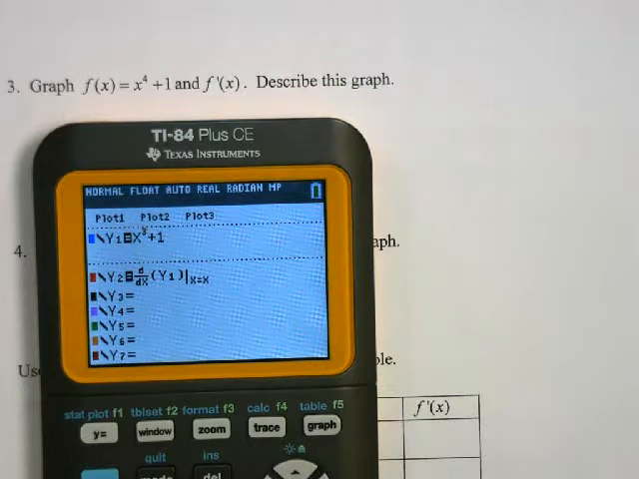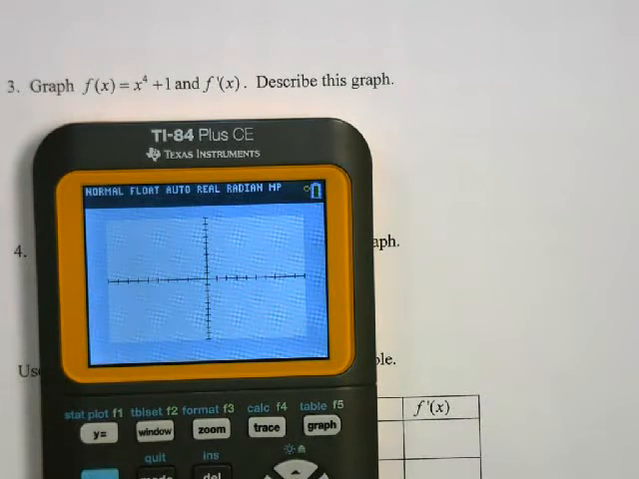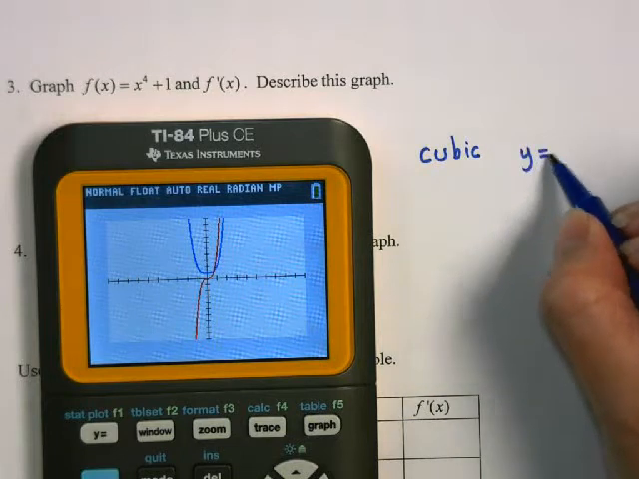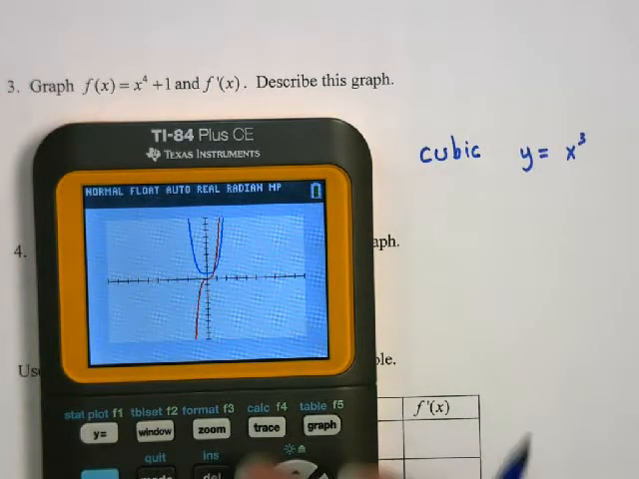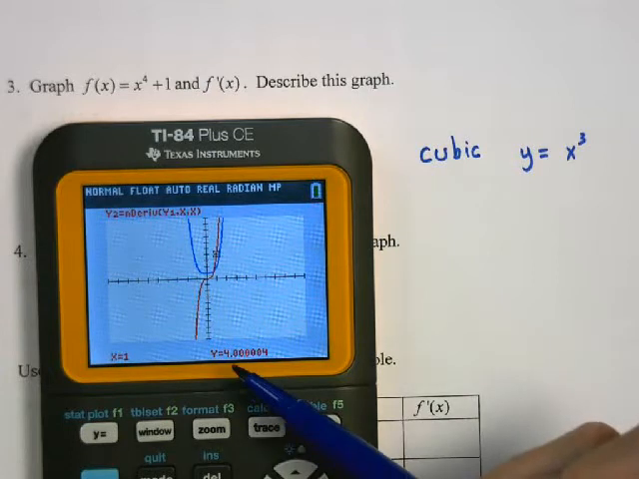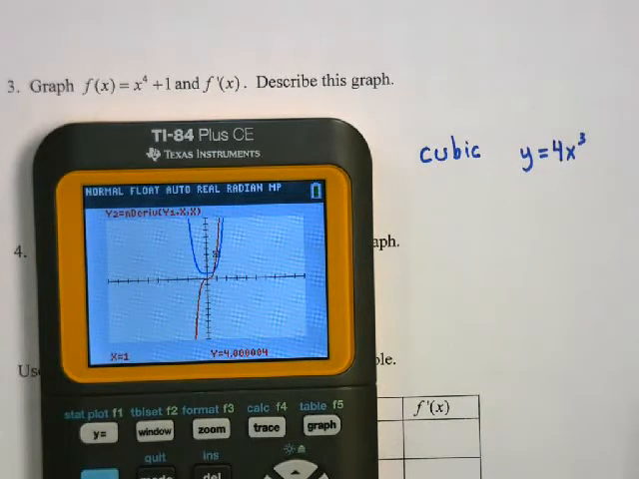All right, so next up is going to be a quartic. We'll graph that, and then its derivative. Okay, so that looks like a cubic function. Okay, let's see. So that would be something y equals something cubed, right? So if I trace on the derivative, and I trace to, say, 1, we get a value of 4. On a regular cubic, if I put in 1, we'd get 1. So this is actually going to be 4x cubed.